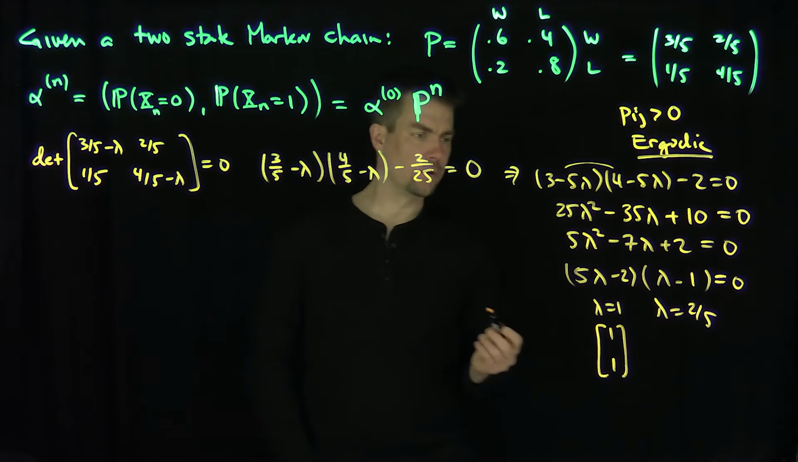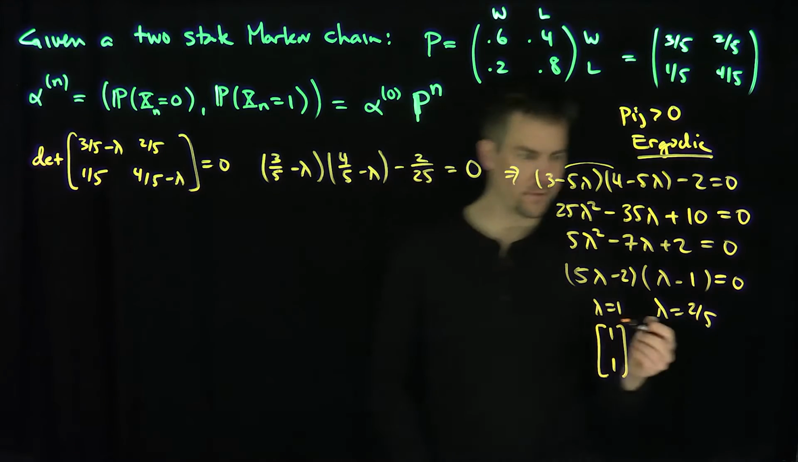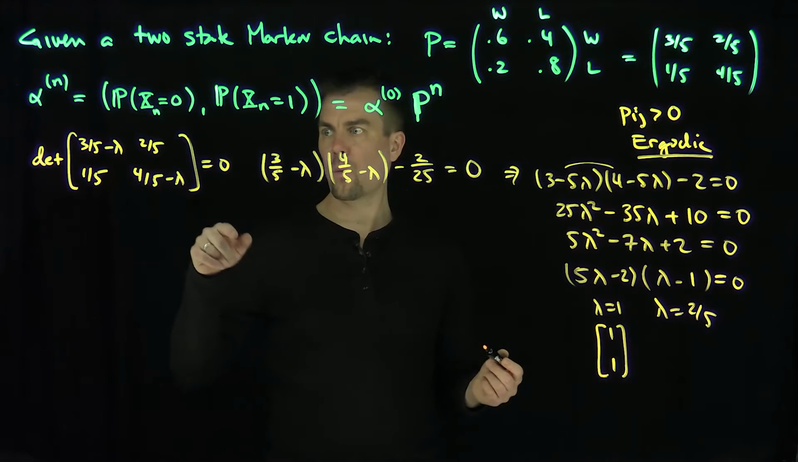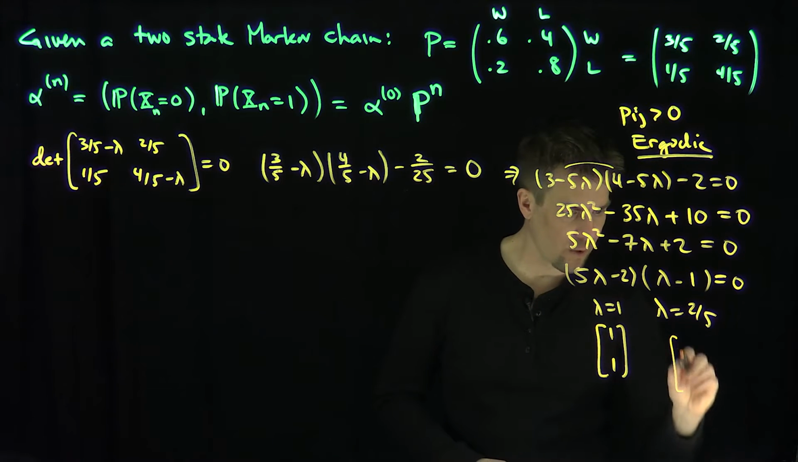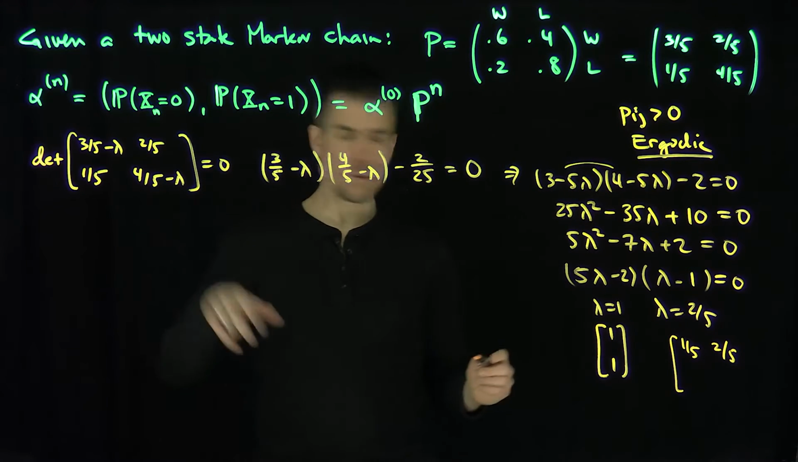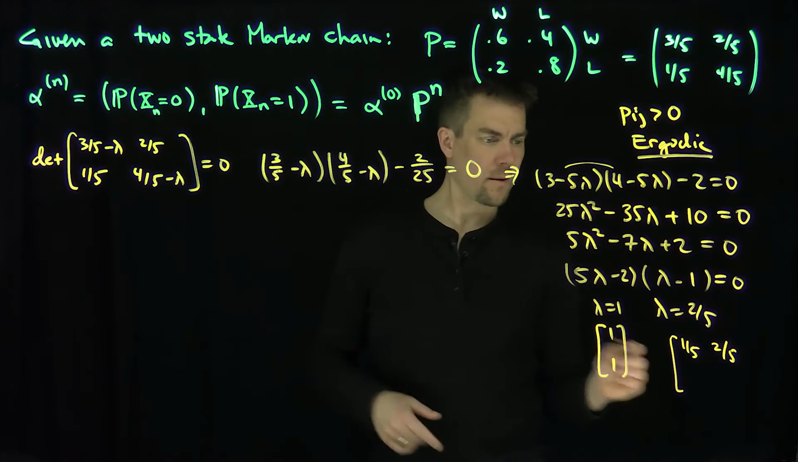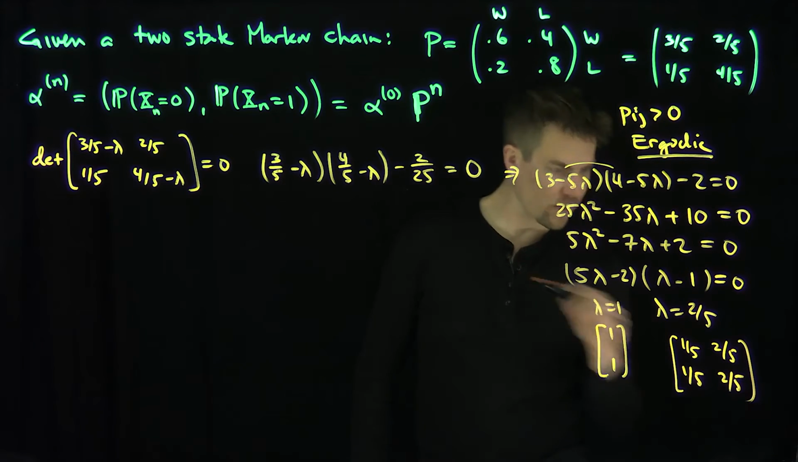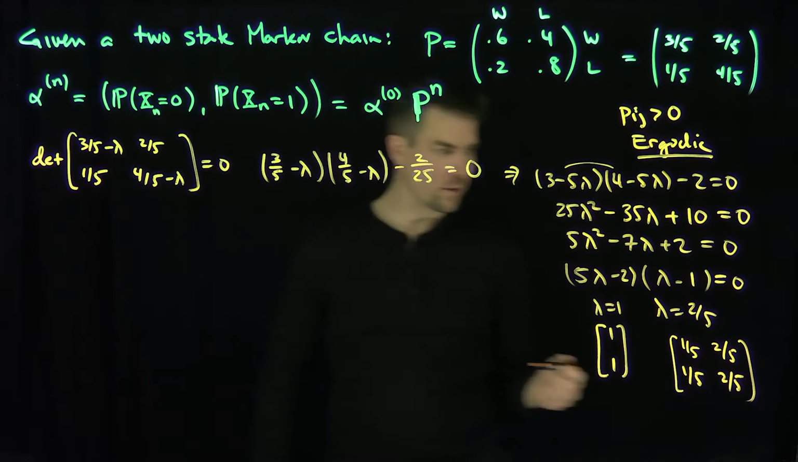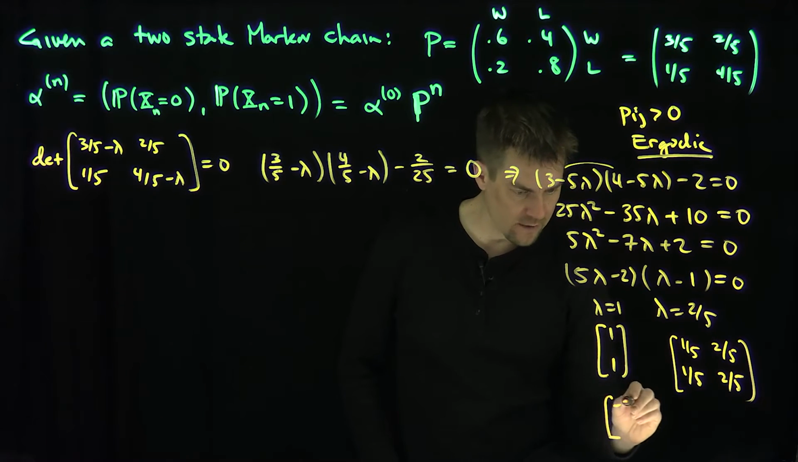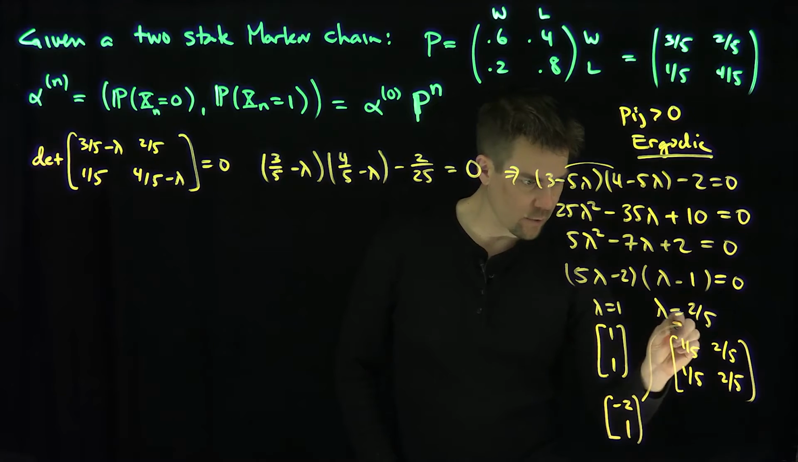And what's the eigenvector for 2/5? Let's compute it over here. If I subtract off 2/5 from the main diagonal, I'm going to have 1/5, 2/5, and then 1/5, 2/5. That's my matrix that corresponds to lambda equal to 2/5. So it's clear I can choose my eigenvector to be (negative 2, 1), which corresponds to 2/5.